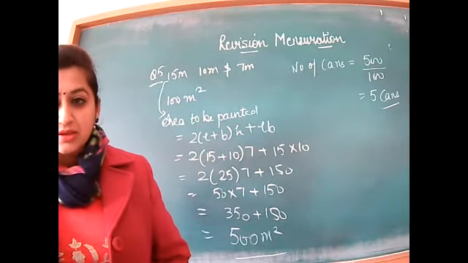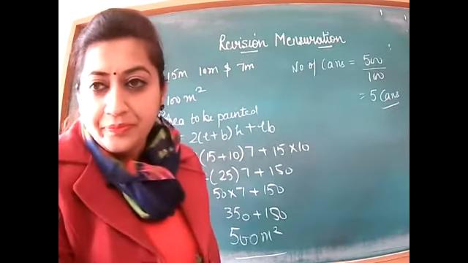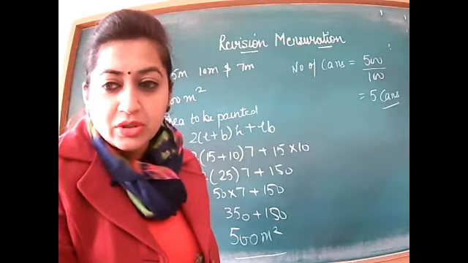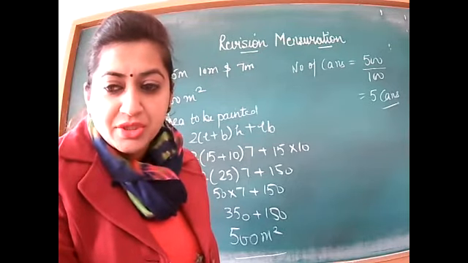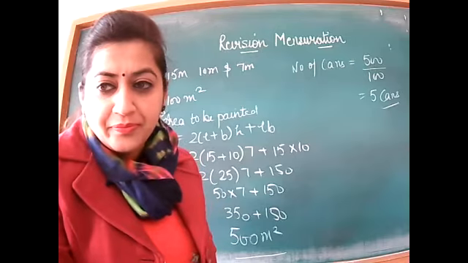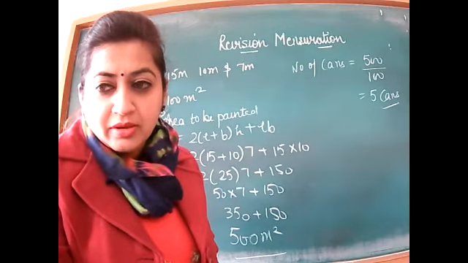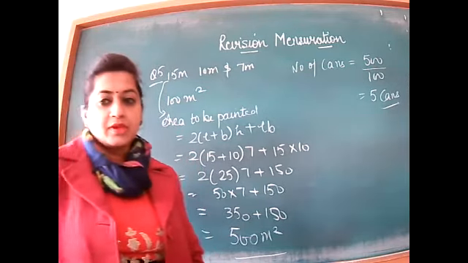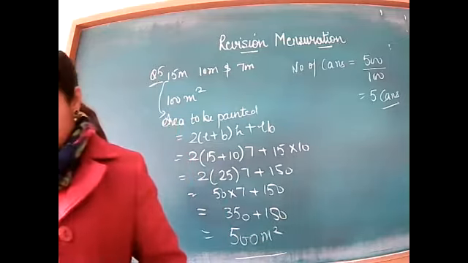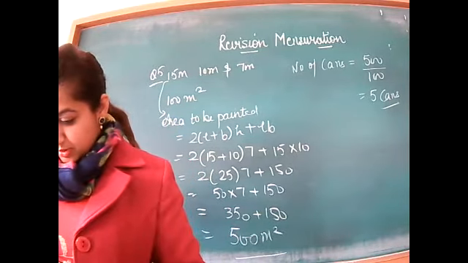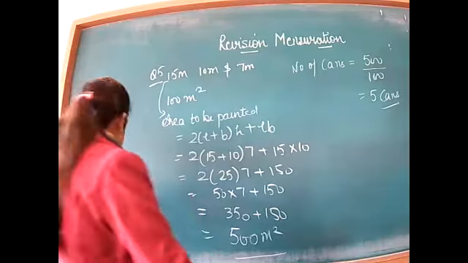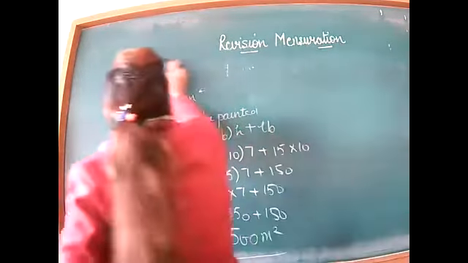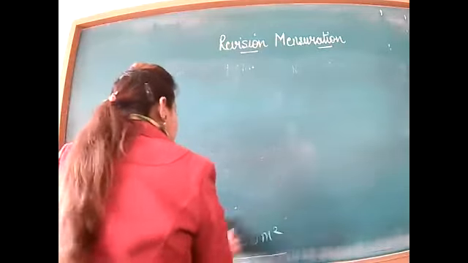Yes, next. Read out next question. The lateral surface area of a hollow cylinder is 4224 centimeter square. It is cut along its height and formed a rectangular sheet of width 33 centimeter. Find the perimeter of rectangular sheet.